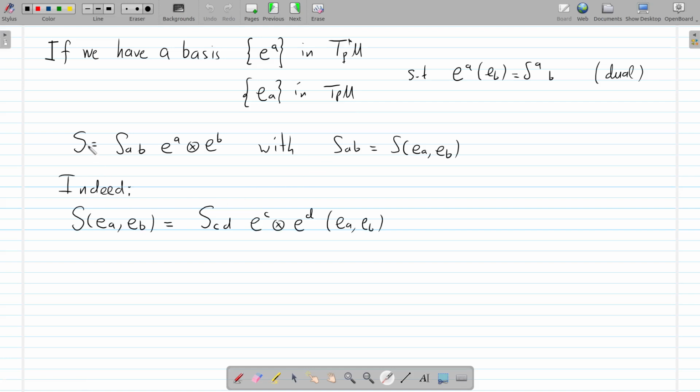Indeed, if we consider S acting on E_A and E_B, then this will be the same as this 0-2 tensor acting on E_A and E_B. Because of the definition of the tensor product, each term here is given by the separate actions of a vector in the dual basis on a vector here, and a vector in the dual basis here on the vector E_B here.